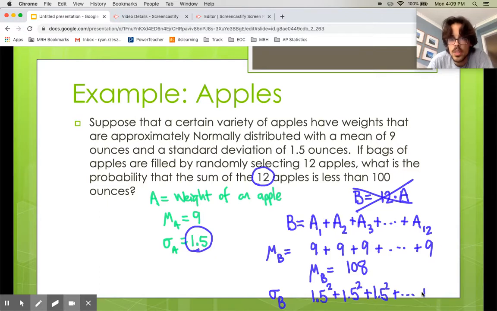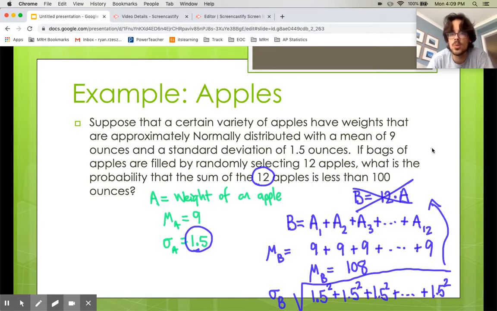So you're going to do that 12 different times. You're going to add all those variances together, and at the end of the day, you'll take a square root to turn it back into a standard deviation. Finding standard deviation without finding the variance first is kind of like doing Pythagorean theorem in a way, but basically you just do the variances, add them up, and then take a square root.